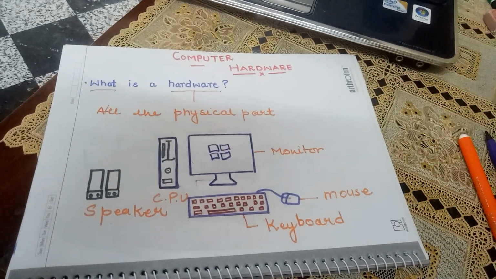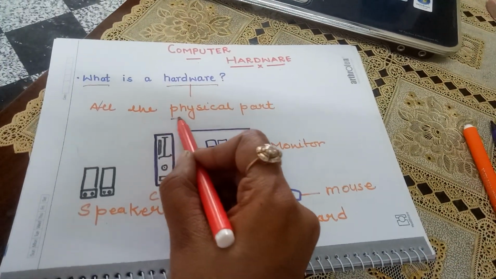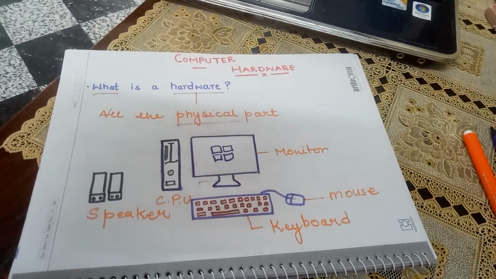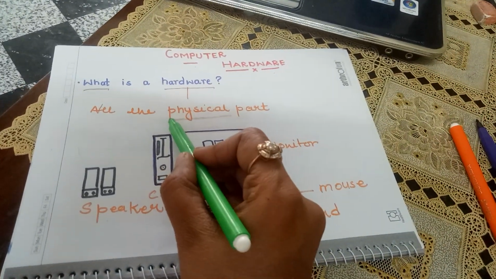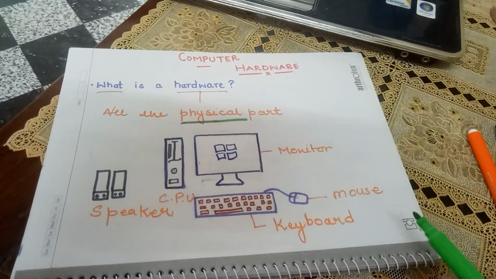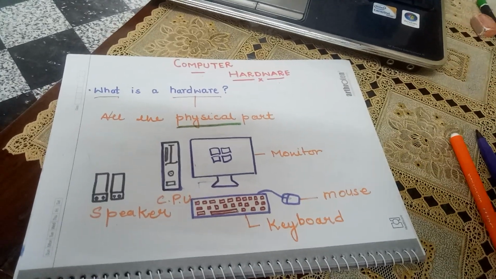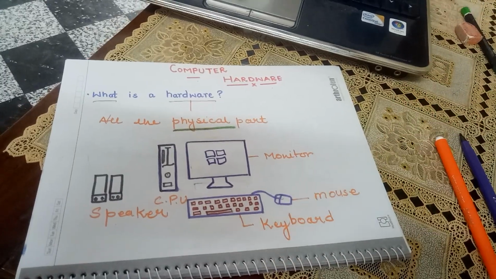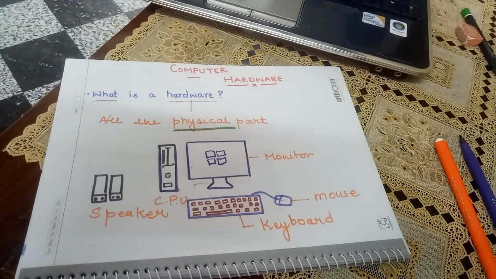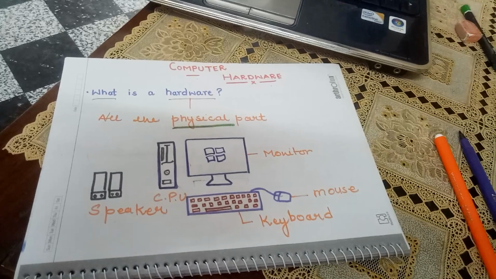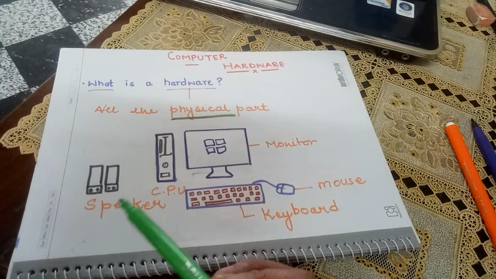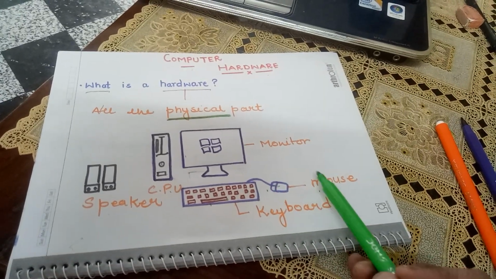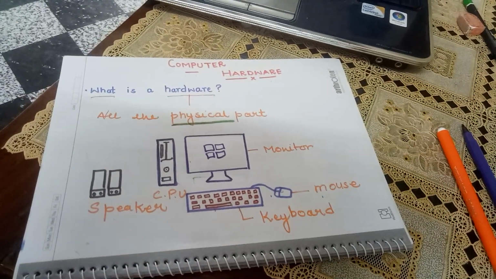So up till now we know that all the physical parts attached to a computer are hardware. You can touch hardware, you can feel it. आप उसको छू के उसको फील कर सकते हैं. So all the parts of a computer that you can touch and feel are hardware, like speaker, CPU, keyboard, mouse, monitor, etc. There are many other parts also.